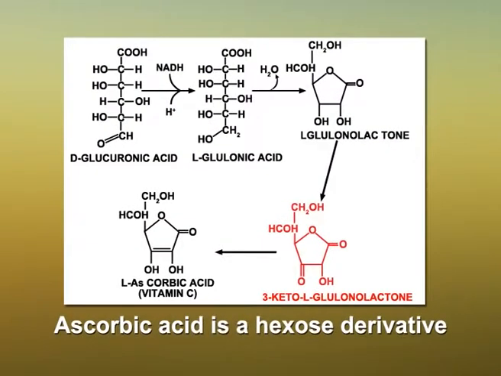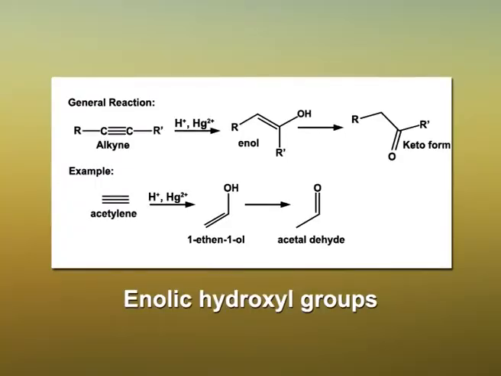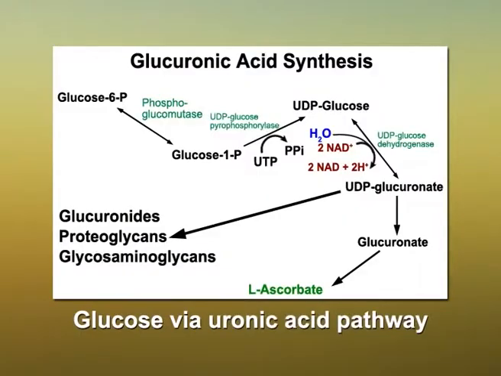Ascorbic acid or vitamin C. Ascorbic acid is a hexose derivative and closely resembles monosaccharides in structure. The acidic property of vitamin C is due to enolic hydroxyl groups. Many animals can synthesize ascorbic acid from glucose via the uronic acid pathway.